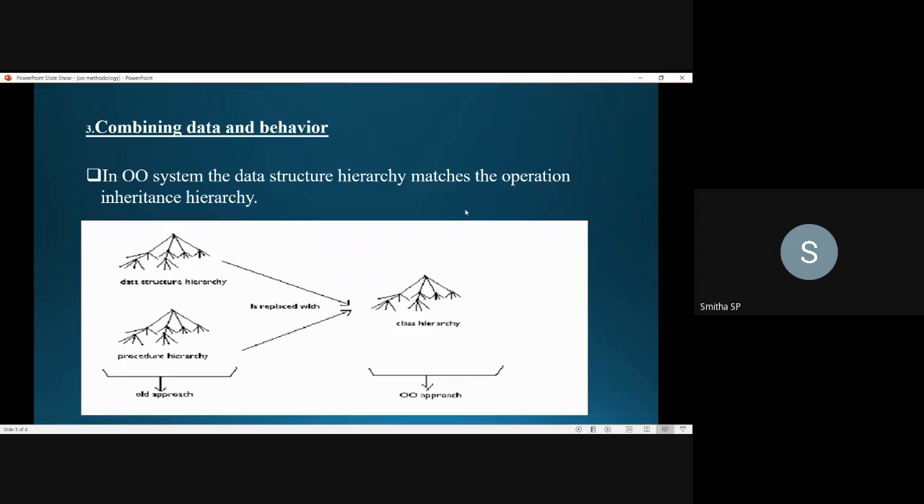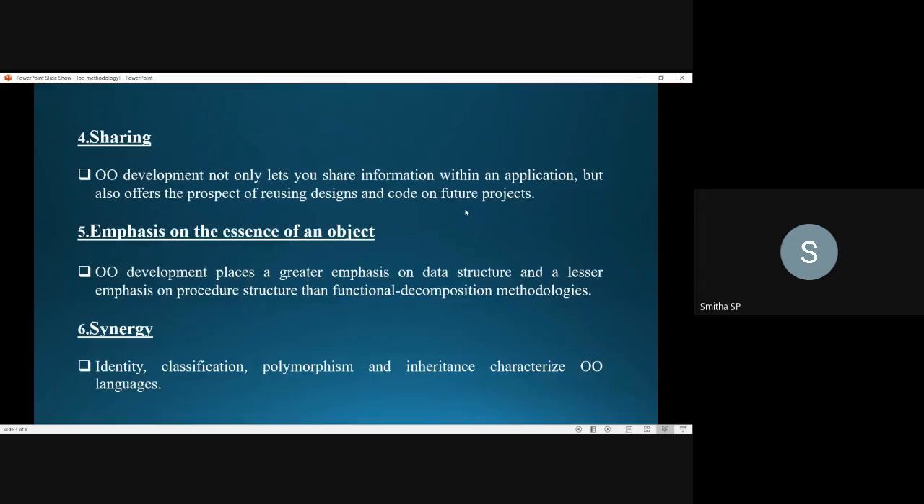We move on to the next theme, that is sharing. Object-oriented development not only lets you share the information within an application but also offers the prospect of reusing designs and code on future projects. What does it mean? What is sharing actually? In the object-oriented technique, sharing is possible at different levels.